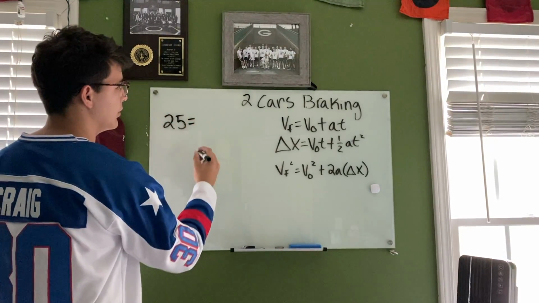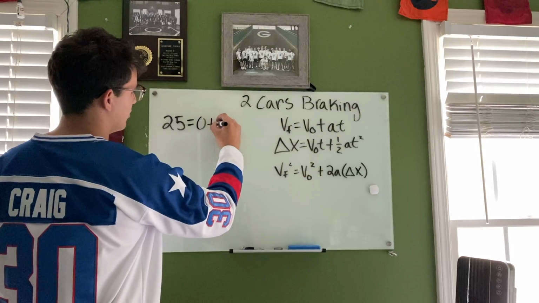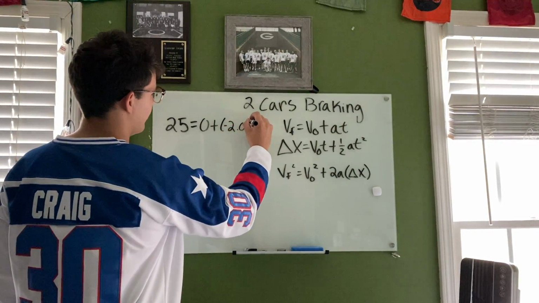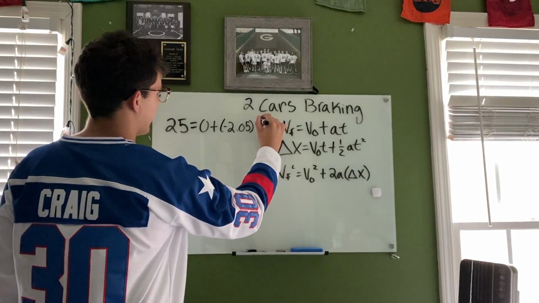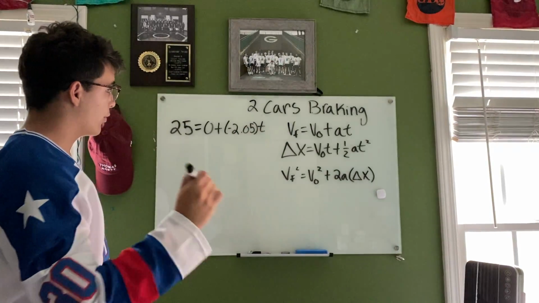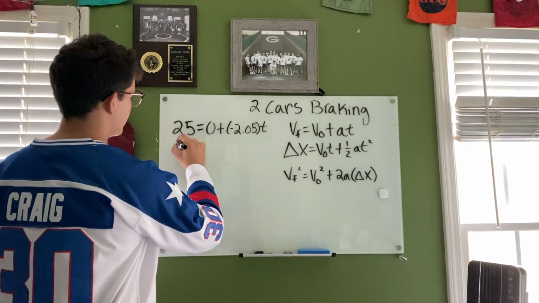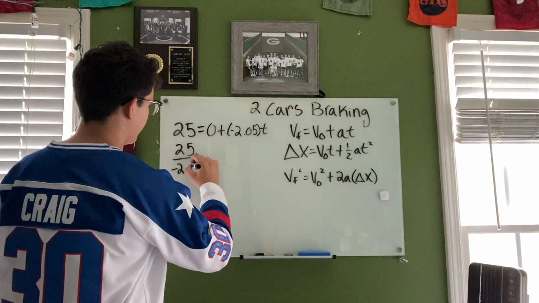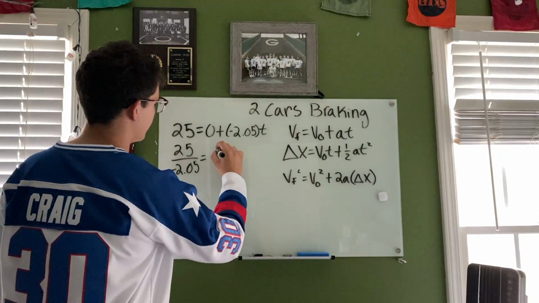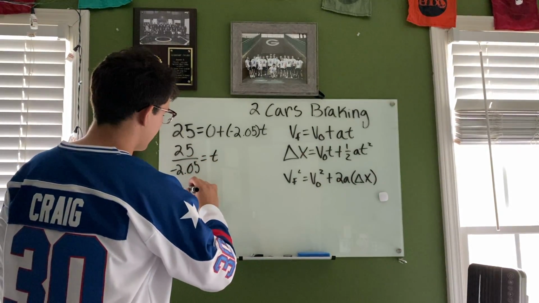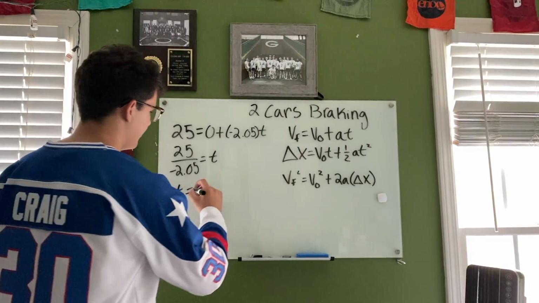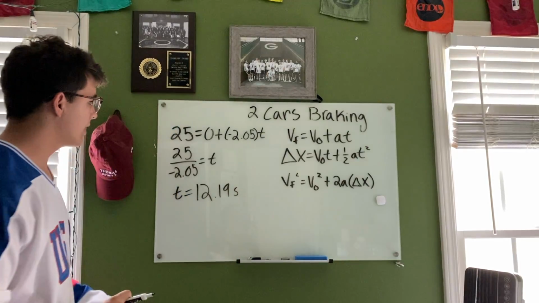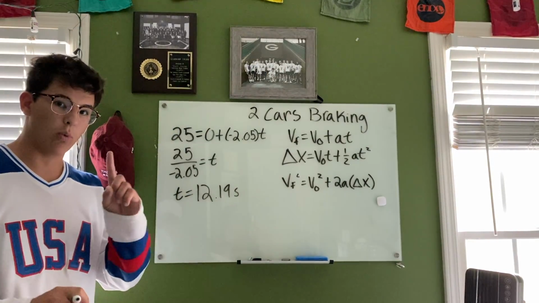okay, is equal to 0 plus negative 2.05 times t. If I rewrite this, it is 25 over negative 2.05 is equal to t, which means t is equal to roughly 12.19 seconds. So that's how you do question number 1.